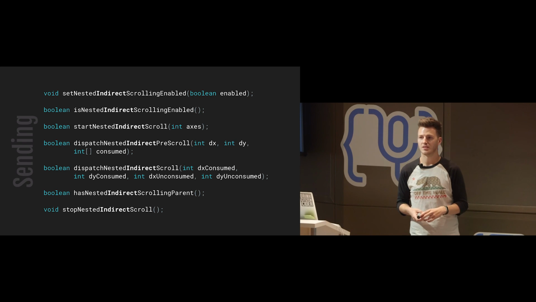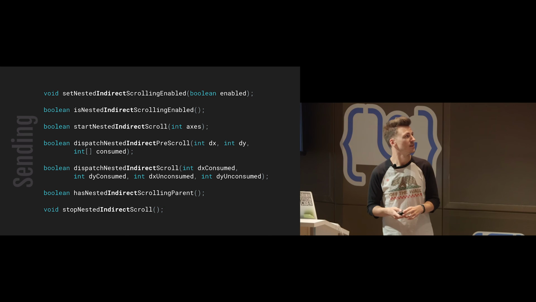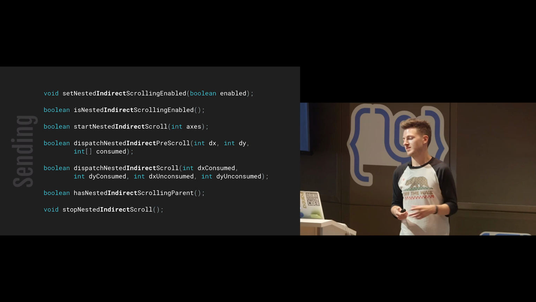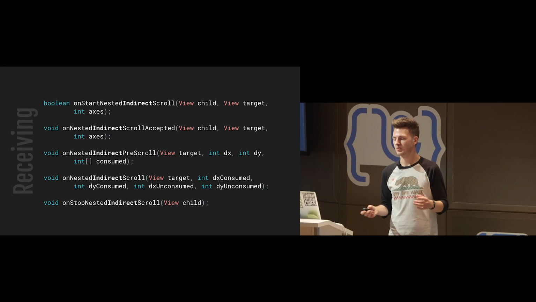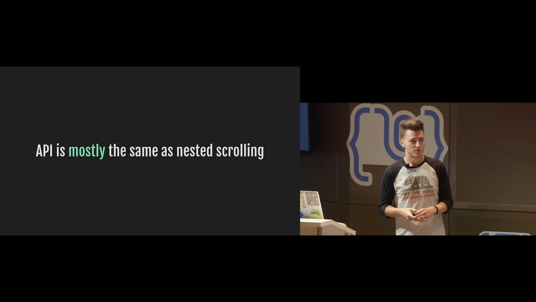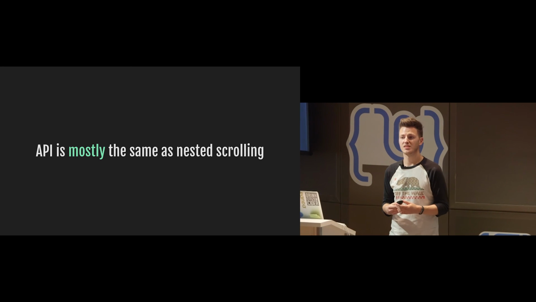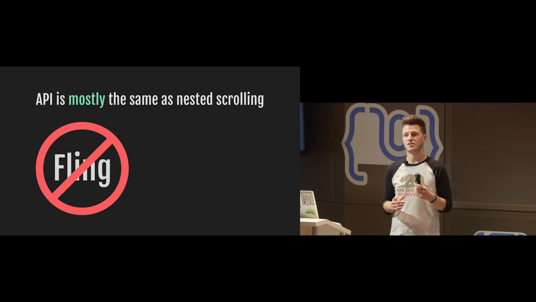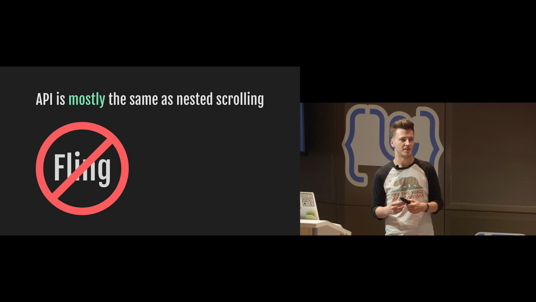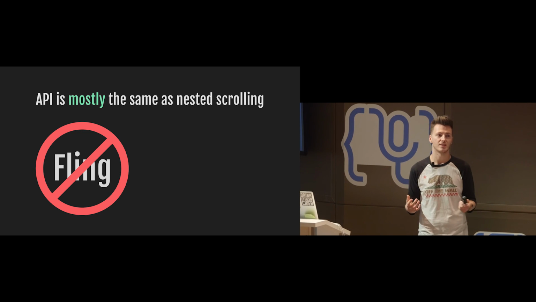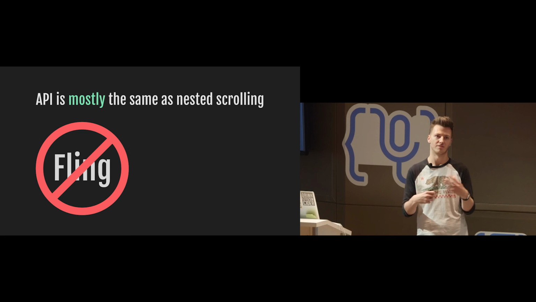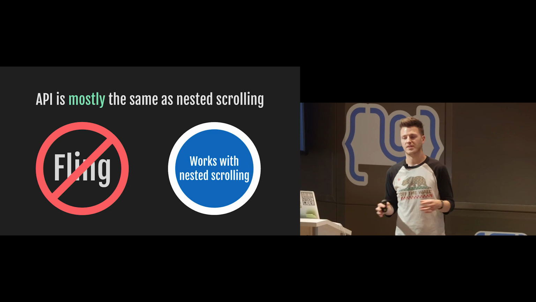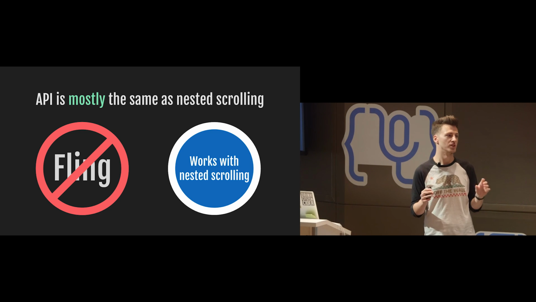So let's take a quick look at the API. You're probably getting deja vu here because the API is pretty much exactly the same as nested scrolling. It's just you'll see that there's a new indirect keyword in the method. That's the sending side, this is the receiving side. Again, very similar. There's two important differences. The first is that there's no fling methods currently, and that is because the whole reason we're creating it is so that we can react to fling, so starting a fling isn't going to really work. The other thing to know is that it works with nested scrolling. It doesn't replace it, it works with it in tandem.